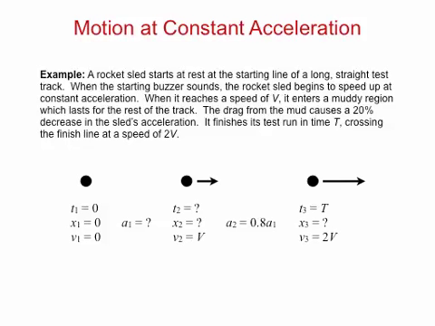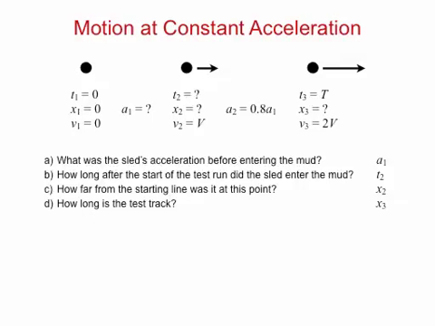We aren't told the acceleration during either segment, but we do know that the acceleration during the second segment is 80% that of the first. So we're left with four unknowns: the acceleration during the first segment, the time and position of the second event, and the position of the third event. Not surprisingly, these four quantities are precisely what the four parts of the problem are asking us to determine.